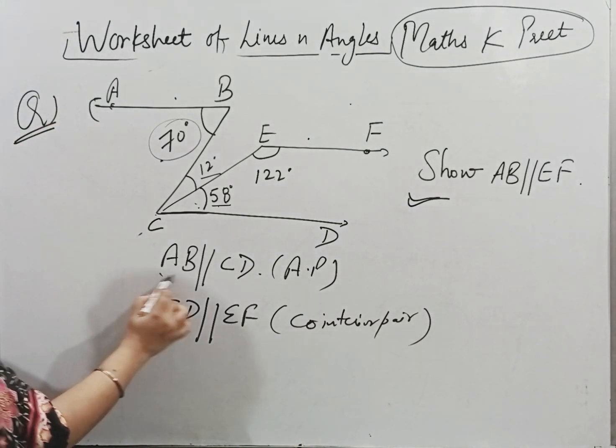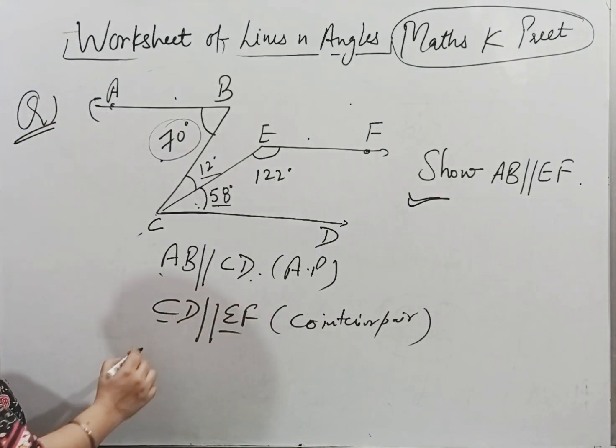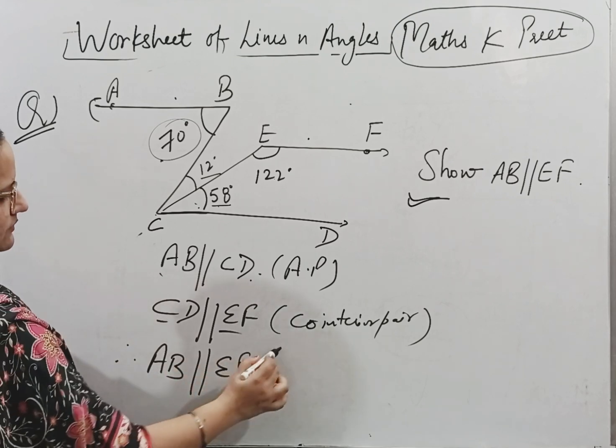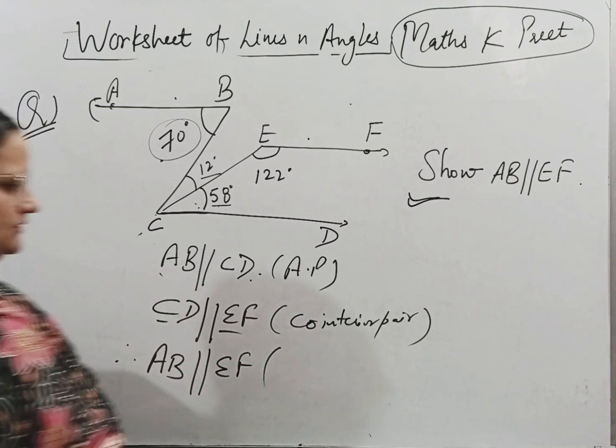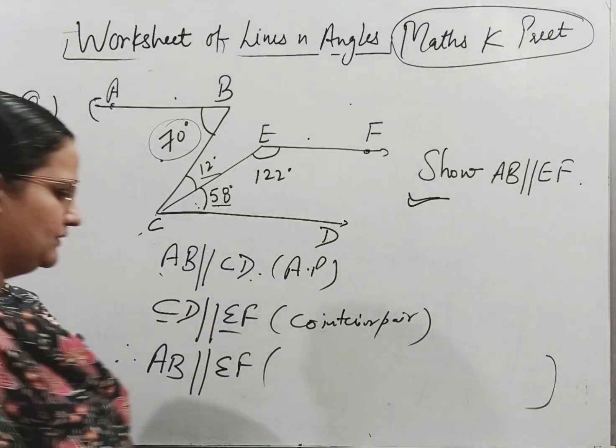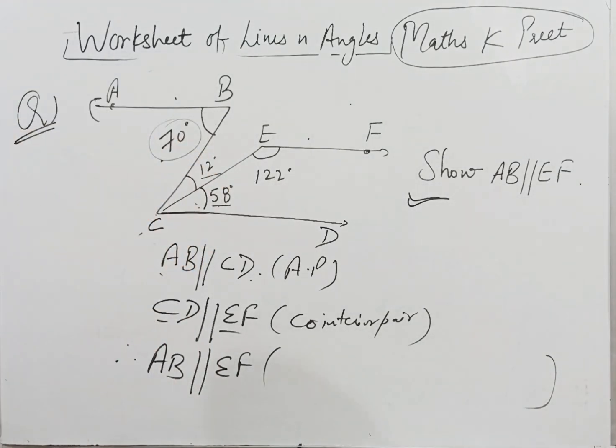So from here, AB is parallel to CD, CD is further parallel to EF, we can write therefore AB is parallel to EF, and the reason you have to write here is lines parallel to the same line are parallel to each other. This is how this question will work. Hope you get it. Let's move.